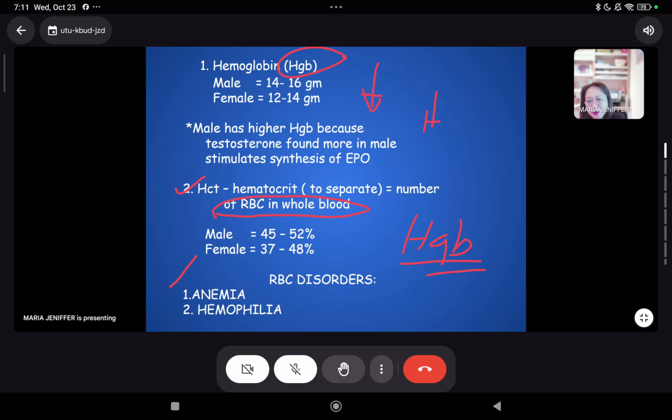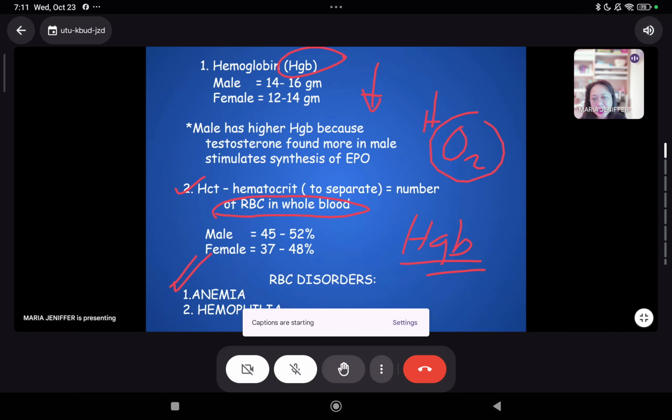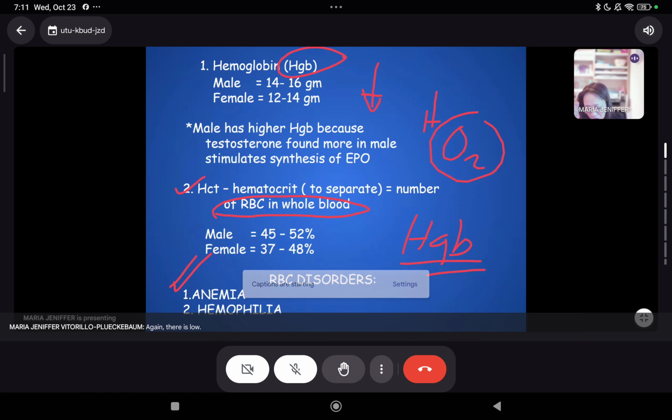Sometimes, especially if it is not corrected, people will also have, let's say, a little bit of gasping for breath, not really difficulty, but a shortness of breath. So we have to think it could be that the hemoglobin level is low. And remember, what is carried by the hemoglobin? It is the oxygen. So that is anemia. Again, a low level of hemoglobin in the blood could lead to anemia.